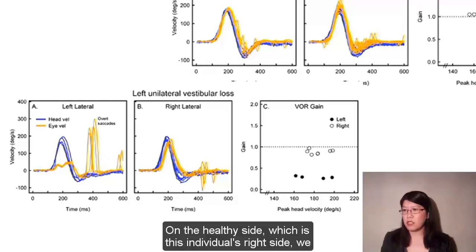On the healthy side, which is this individual's right side, we can see that the head and the eye velocity virtually match up, so that their VOR gain is close to 1 for the right side, but it's impaired significantly for the left side.